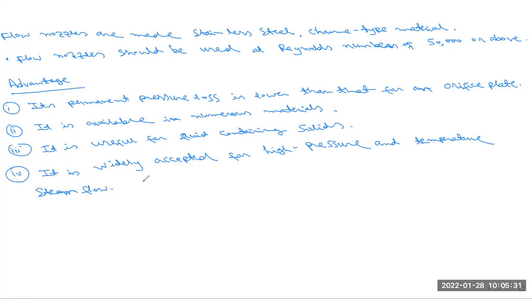So these flow nozzles are widely used where high pressure is available, and also where higher temperature or boiled type of liquid flow measurement you have to control, there you have to use the flow nozzles. Okay, so these are some advantages over the other methods for flow measurement. Is it okay, all of you?